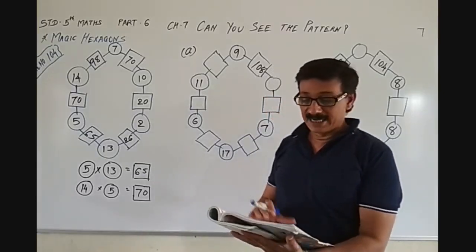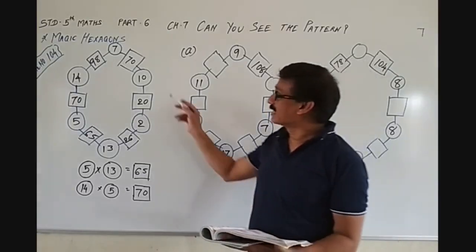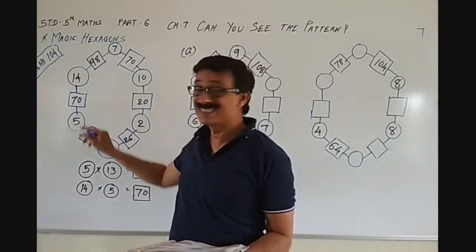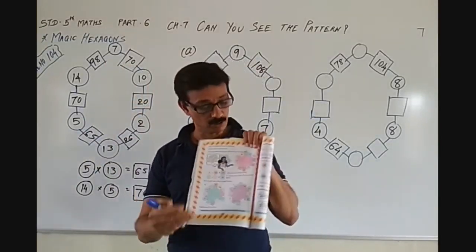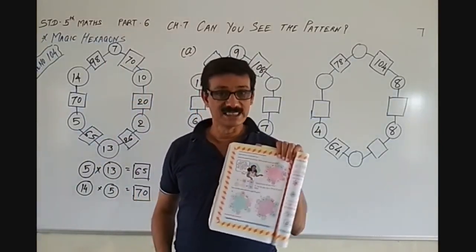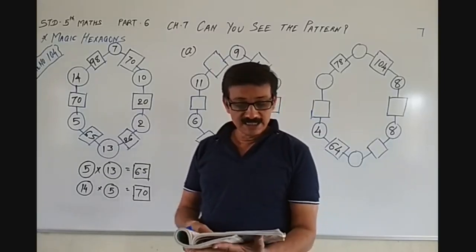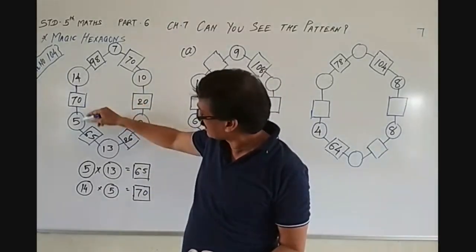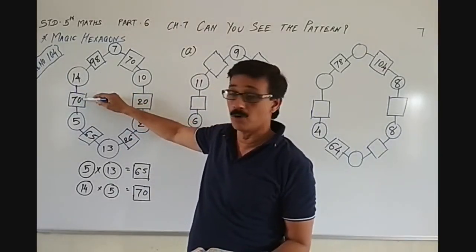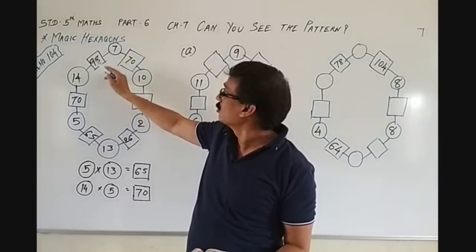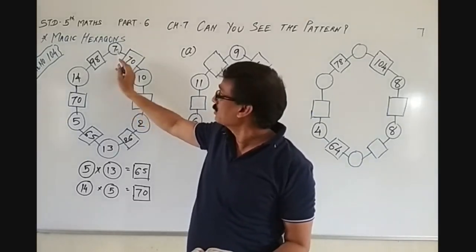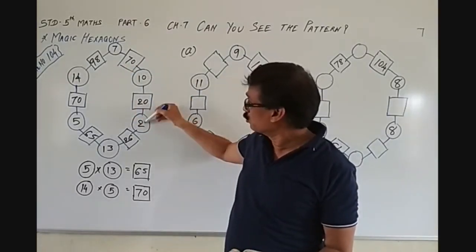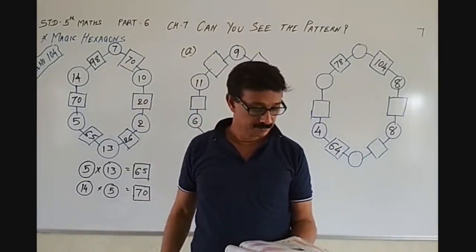Look at the patterns of numbers in the hexagon. See, this is actually a hexagon. You can see this hexagon properly in your textbook. Each side has 2 circles and 1 box. You can see each side. This is a side, then 2 circles and a box. On each and every side, we can see 2 circles and 1 box.